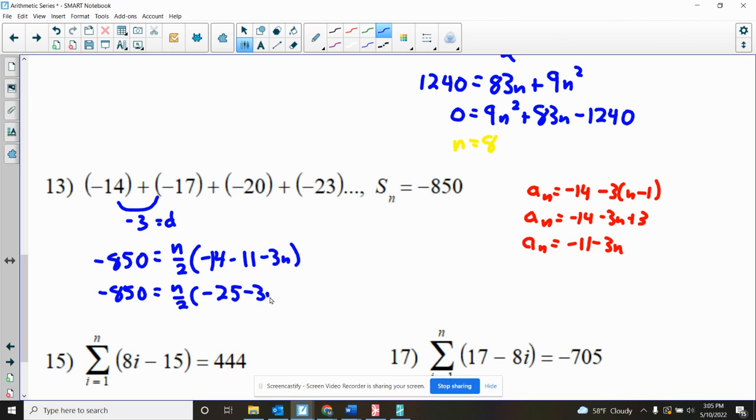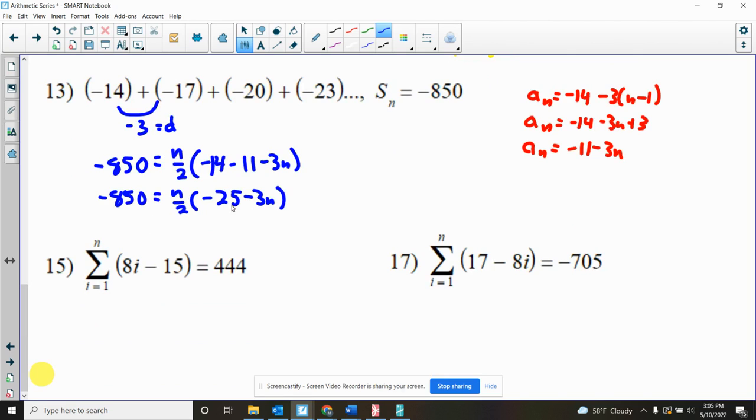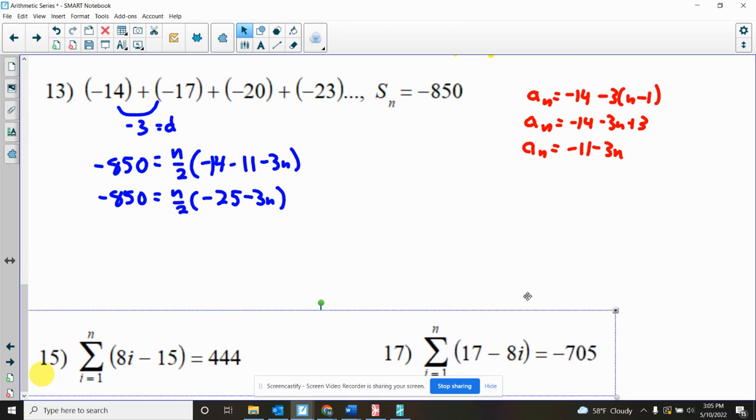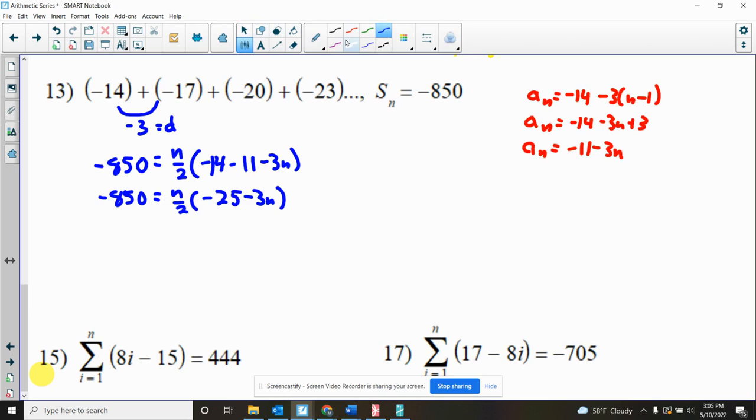-25 minus 3n. Just like last time, because this is an odd number, I don't think I want to divide it by 2. So tell you what, let me move these out of the way for a moment. Instead, I'm going to multiply both sides by 2. That'll give me over here a -1700 equals. And then over here, distribute the n. -25n minus 3n squared.